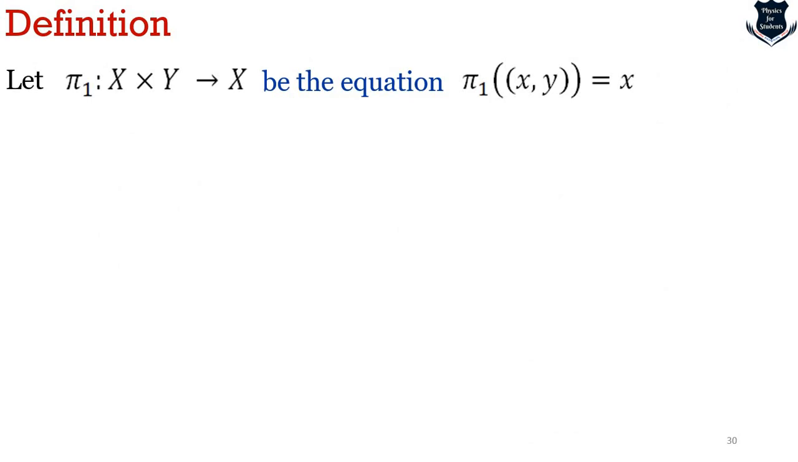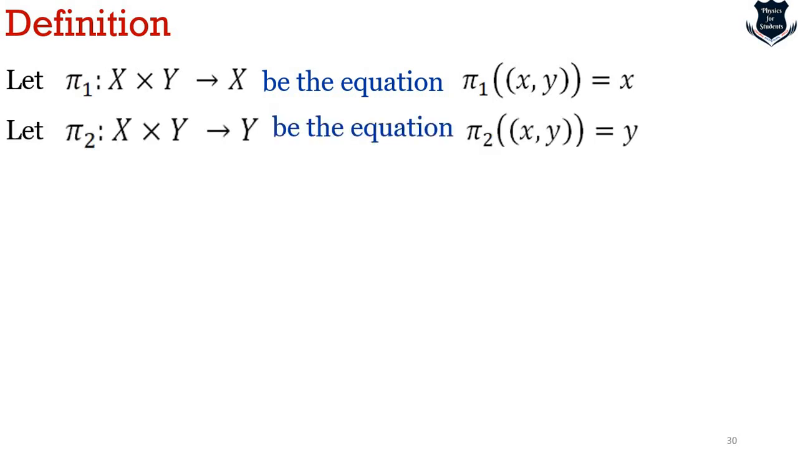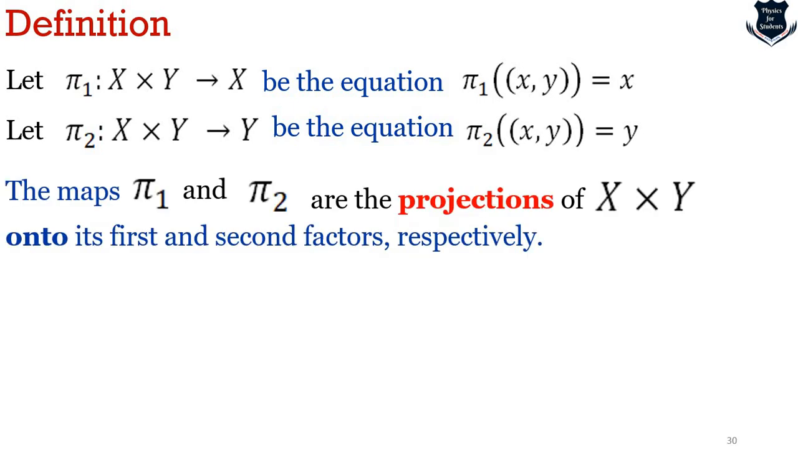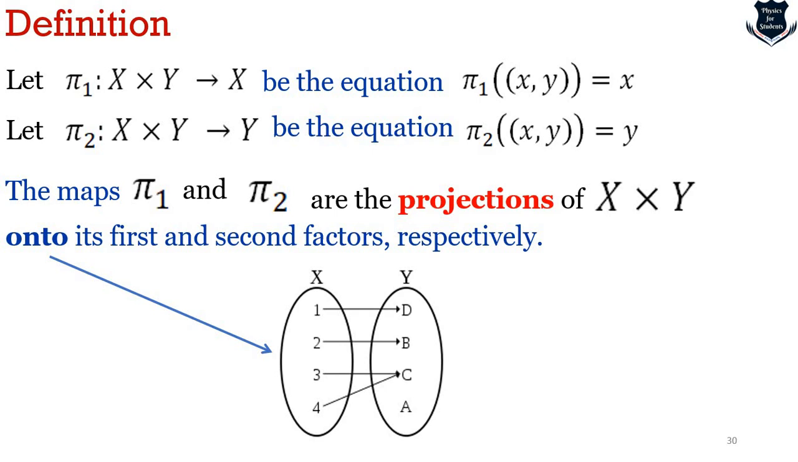The definition of projection is this. Let pi 1 equal x, and this one would be the equation which is equal to y. So the maps pi 1 and pi 2 are the projections of x and y onto its first and second factors respectively. Here I want to make viewers aware that when I say onto, I mean pi1 and pi2 are surjective.